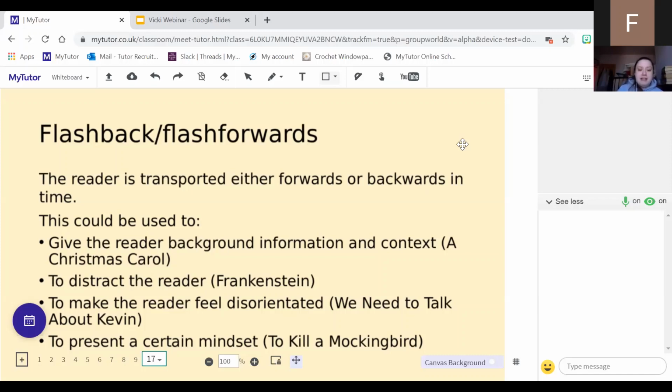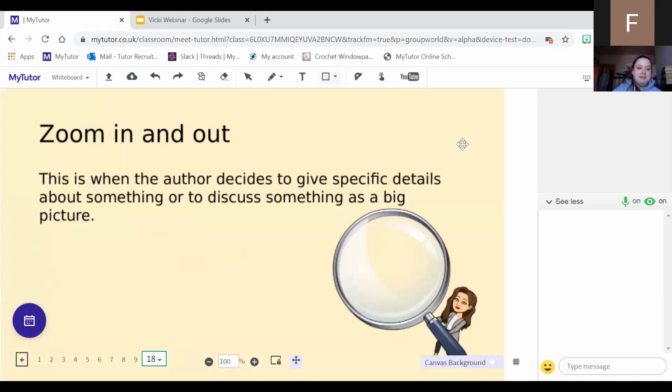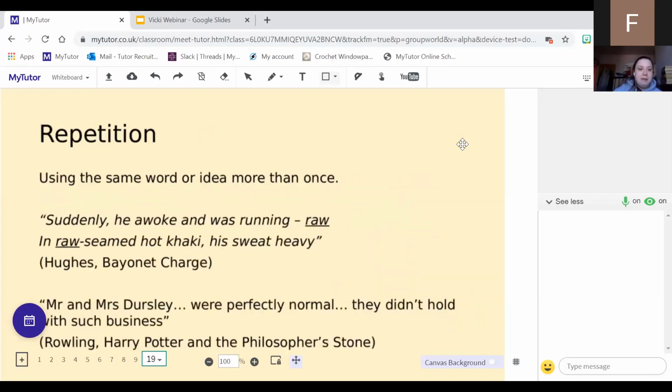And then there's to present a certain mindset as well. So To Kill a Mockingbird and Scout: right at the beginning, she flashes back to Jem breaking his arm, which seems completely unnecessary, but that unravels into something else. So those are a few examples. Zooming in and out, pretty straightforward. So either looking at a specific detail or looking at the big picture. Don't need to go into too much detail about that one.